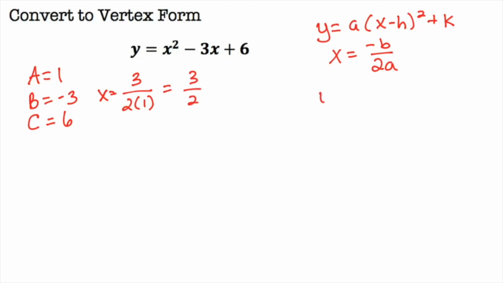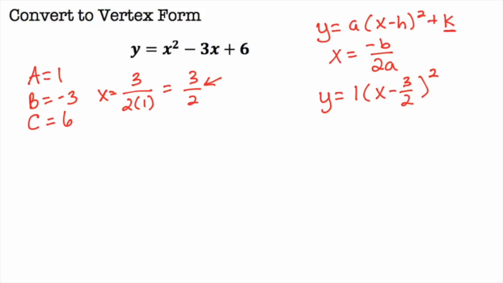So when we go to replace that, we're going to have y equals, we already know a is just 1, and we have x minus, and it's minus x of the vertex, which is 3/2, so minus 3 over 2. That's your h. And then squared, so now we're almost done. We only have our y to find, and we'll be done.